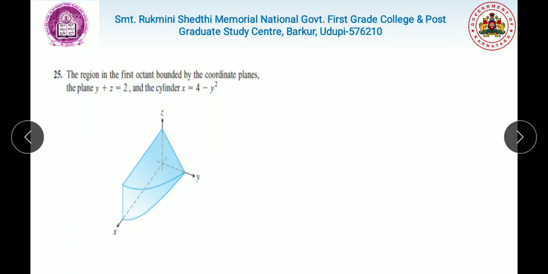Find the volume of the region in the first octant bounded by the coordinate planes and the plane y plus z equal to 2 and the cylinder x equal to 4 minus y square. So sketch these surfaces in three-dimensional space. You always go for a right-handed system. When you rotate from x to y through 90 degrees, the direction in which the right-handed screw moves gives the direction of z. It's the right-handed system.